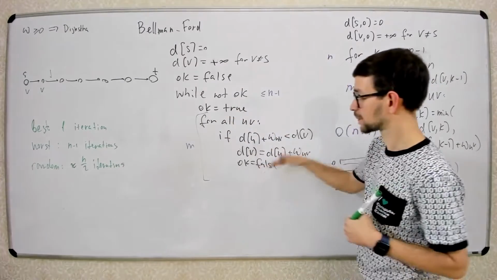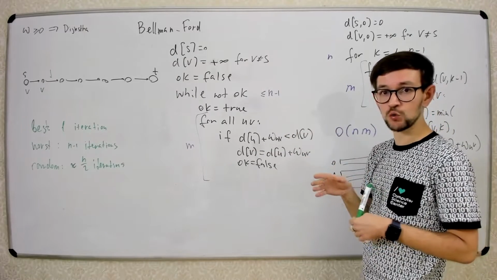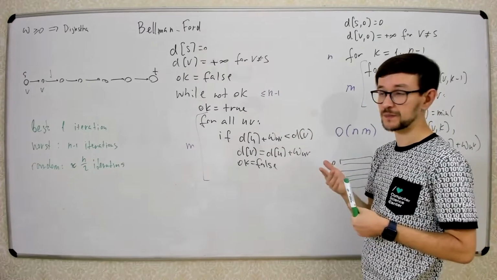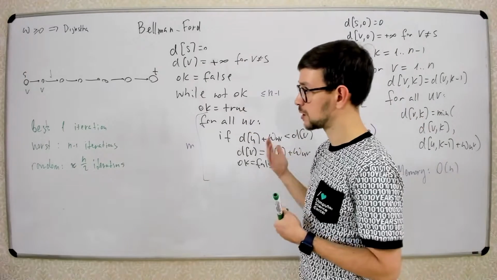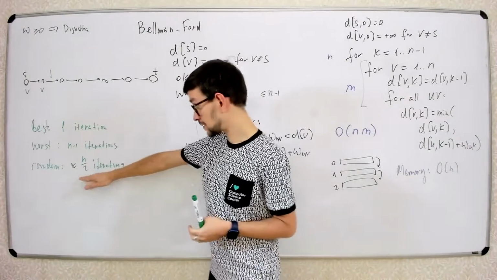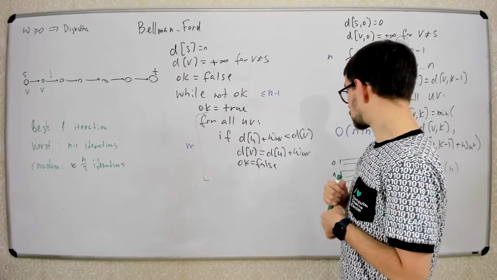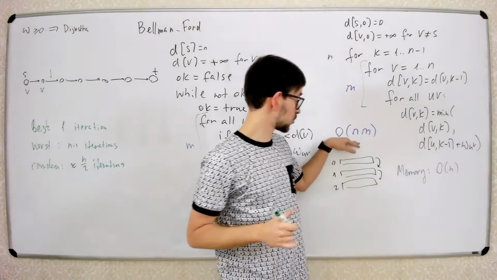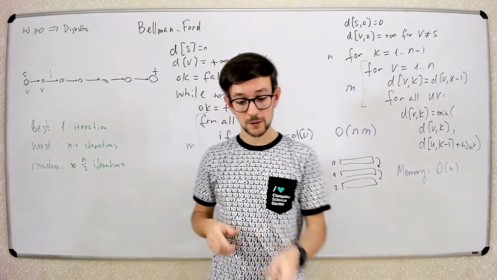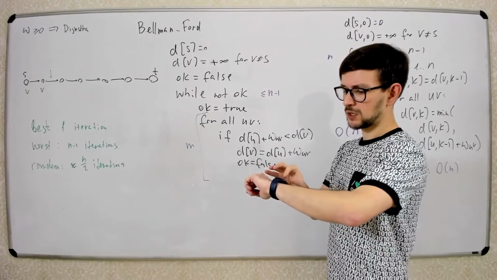So after each iteration, you will find about 2 new distances in this path. So the total number of iterations here will be about n over 2. So it's still linear. So the total time complexity again will be like this. So we didn't improve anything, but it is a nice exercise.